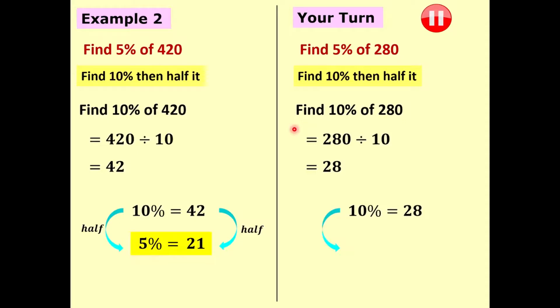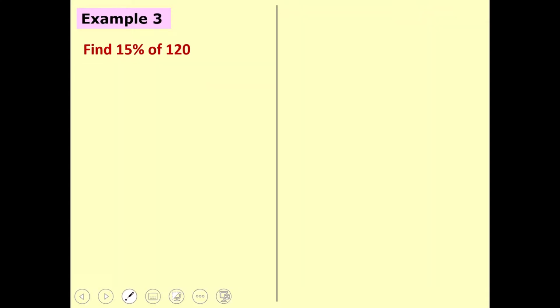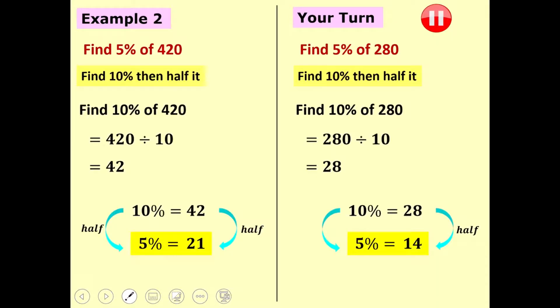And because we know 10% is 28, we are then going to find our 5%, and we're going to half that to find 5%. So we must half our 28 to find our 5%, so 5% equals 14. So really well done if you got that.